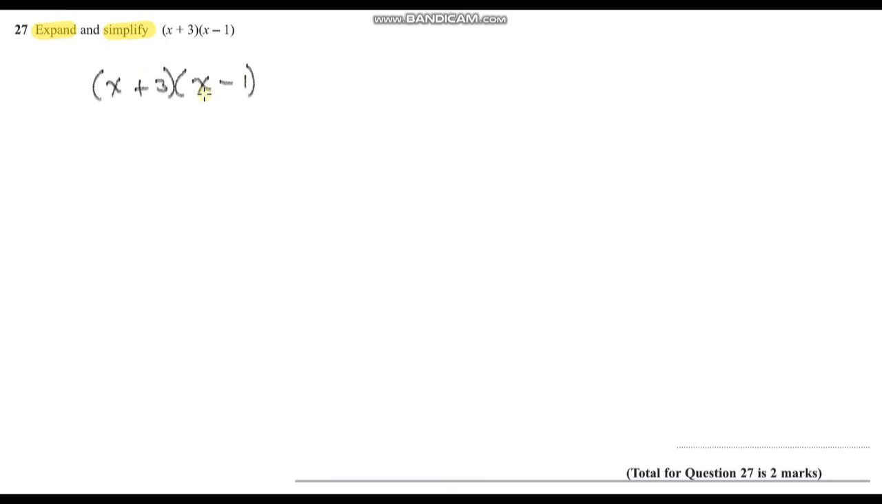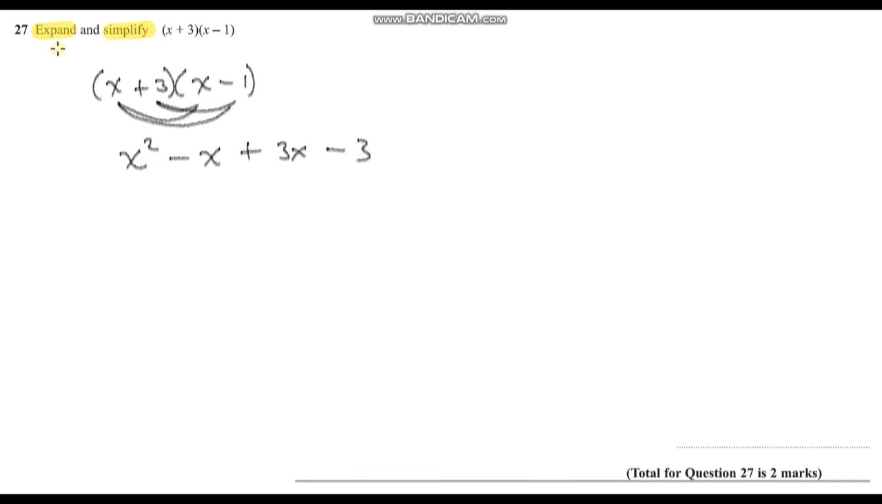So whenever we've got double brackets, I like to use the FOIL method just because it's a bit quicker. So x times x, well, that will give us x squared. X times negative 1, well, that's negative x. And then 3 times x, well, that's positive 3x. And then 3 times negative 1, that is minus 3.